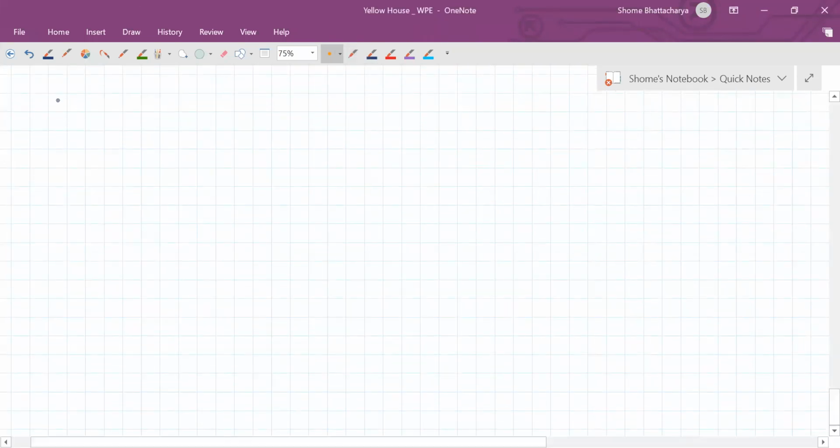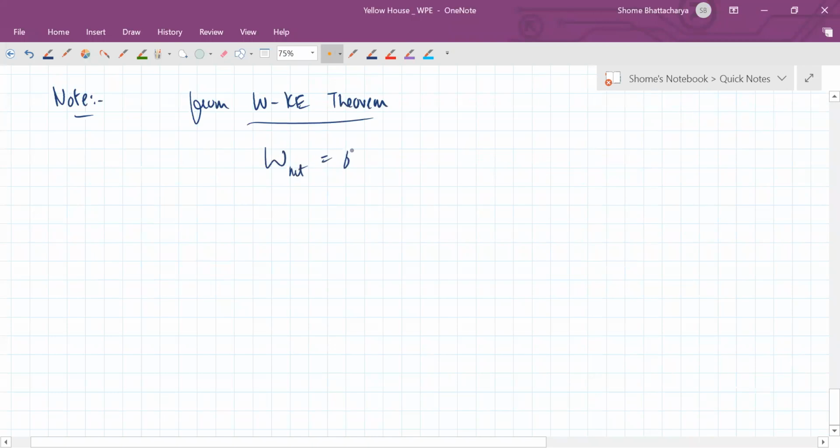Now next thing we'll understand is that from work kinetic energy theorem, we know that net work done is equal to change in kinetic energy. Okay, finish writing now.